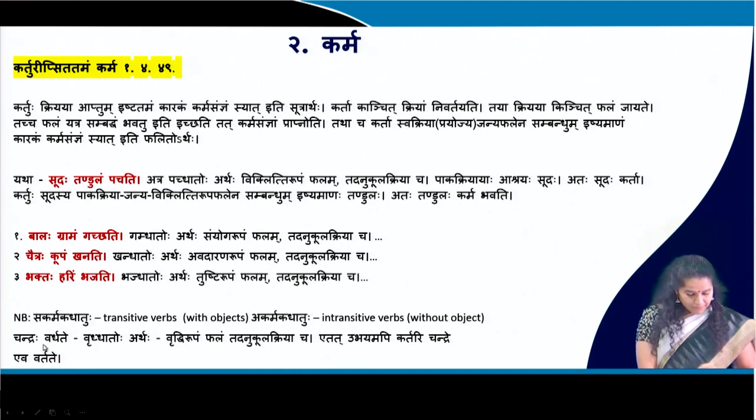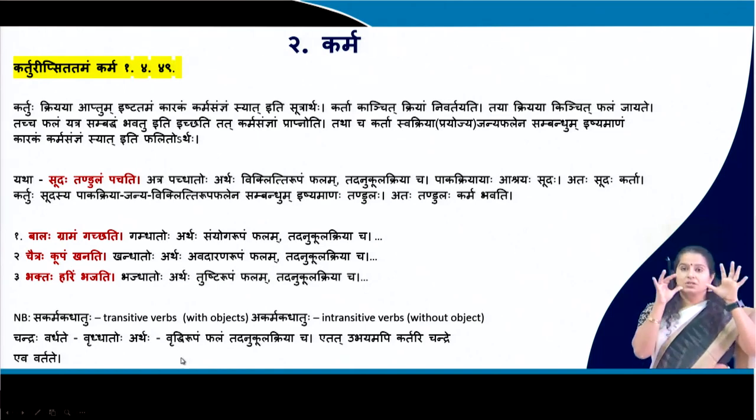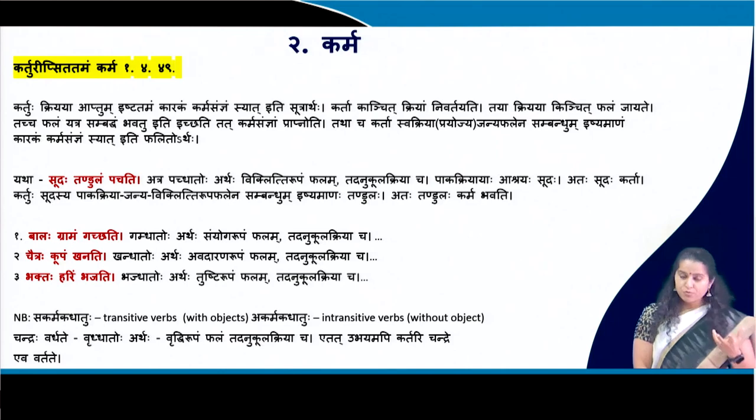Now, what happens here? Chandraha vardhate. Vrid dhatoh artha. What does vrid mean? Vriddhi rupam. So, the moon is growing. That's the fruit. And tadanukula kriya cha. So, the fruit is the growth and the growing is the kriya. Etat ubhayam api kartari chandre eva vartate. So, both are residing in the chandra itself. The fruit will also be for the chandra and the growth will also be for the chandra itself, and the growing process. And therefore, there is no separate karma there. It remains as the karta in this case.